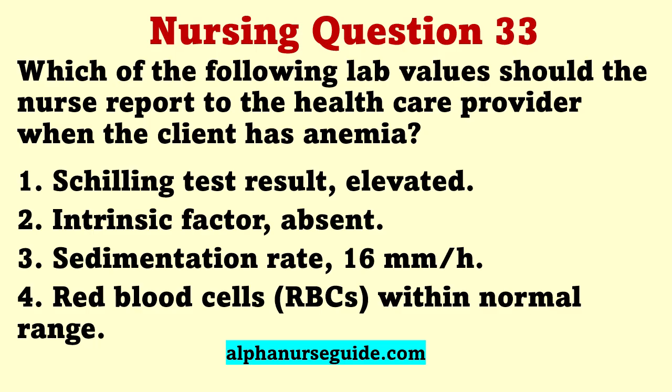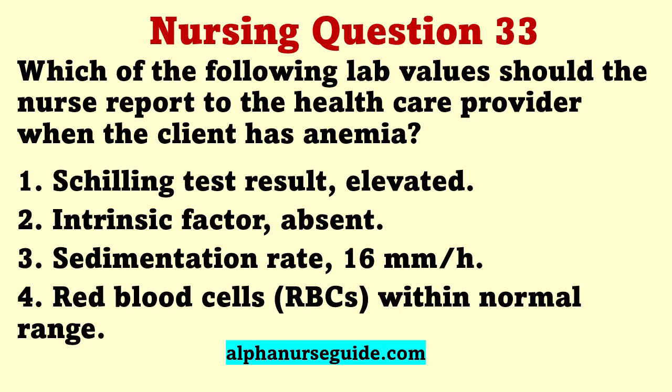The correct answer is 2. Intrinsic factor, absent. The defining characteristic of pernicious anemia, a megaloblastic anemia, is lack of the intrinsic factor, which results from atrophy of the stomach wall. Without the intrinsic factor, vitamin B12 cannot be absorbed in the small intestine, and folic acid needs vitamin B12 for deoxyribonucleic acid synthesis of RBCs. The gastric analysis is done to determine the primary cause of the anemia.